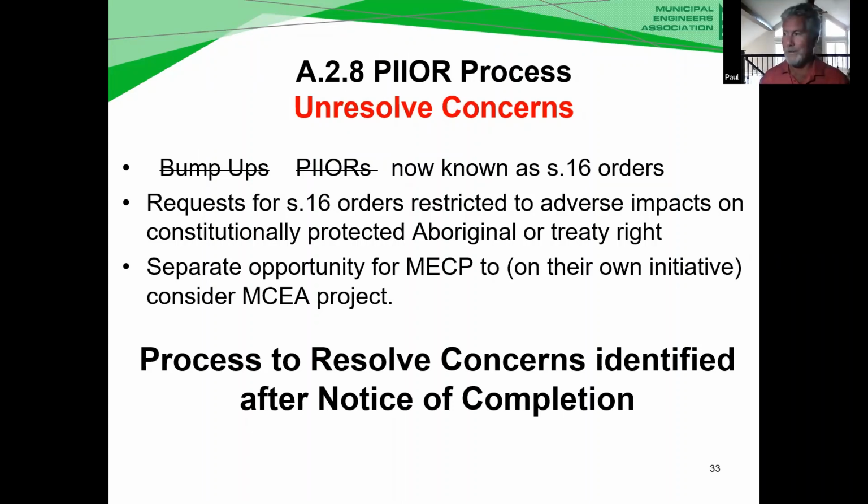So there's the request for Section 16 order. The legislation now says it's restricted to a concern that's about adverse impacts on constitutionally protected Aboriginal treaty rights. If it doesn't involve that, it's not part of this process. It's not part of the Part 2 order request or the Section 16 order process. But that's why the title is unresolved concerns. There are going to be other unresolved concerns, and how do they get dealt with? So the legislation refers them to the proponent.